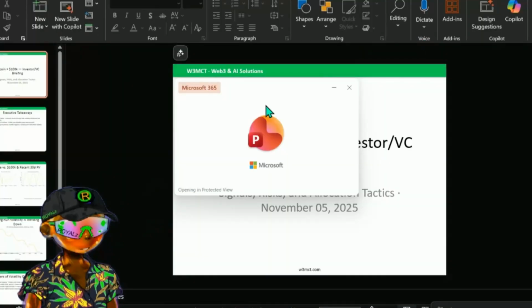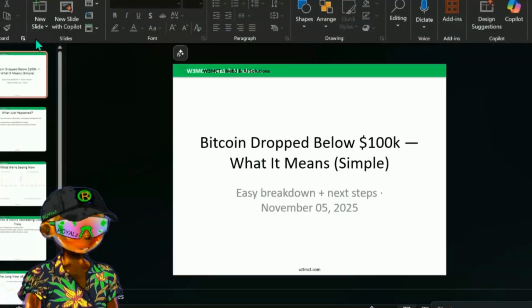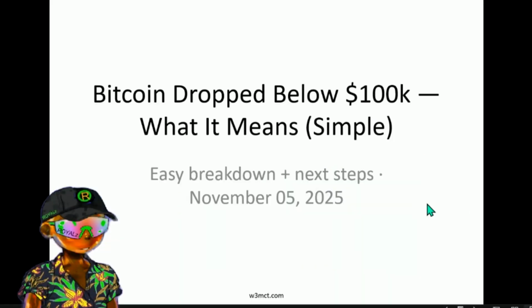And this one should be downloading. So this is the simple web version. All right. First of all, let's make this easier to see. Okay. I hope you guys can see this all on my screen. All right. Bitcoin dropped below 100,000. What does it mean? Simply, easy breakdown, next steps. Let's go over it, right?